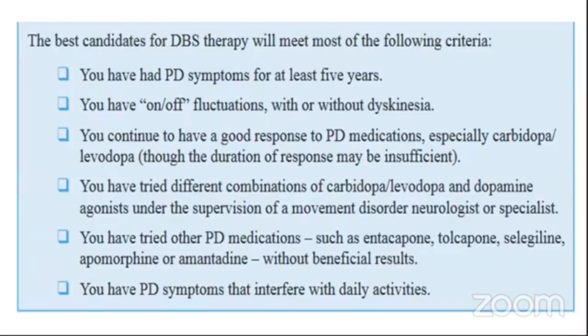The best candidates for DBS are patients who have had PD symptoms for at least 5 years. Patients may have on and off fluctuations with or without dyskinesia. Patients should have been well controlled with medications. If patients have not responded to medications, DBS is not fruitful. If a patient was controlled with drugs initially, but after 5 years the control is not good, then you can offer him DBS. When lots of drugs have failed in different combinations, you can offer DBS. If the PD symptoms hamper daily activities despite taking lots of drugs, then you can offer him DBS.